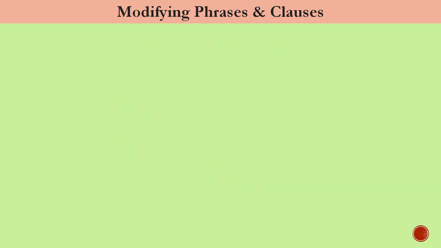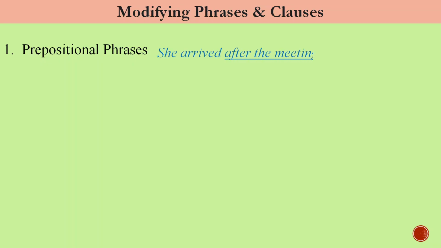Now let's come to modifying phrases and clauses. They can be prepositional phrases. You see here in the example, she arrived after the meeting. Here, after the meeting is a prepositional phrase that modifies arrived.